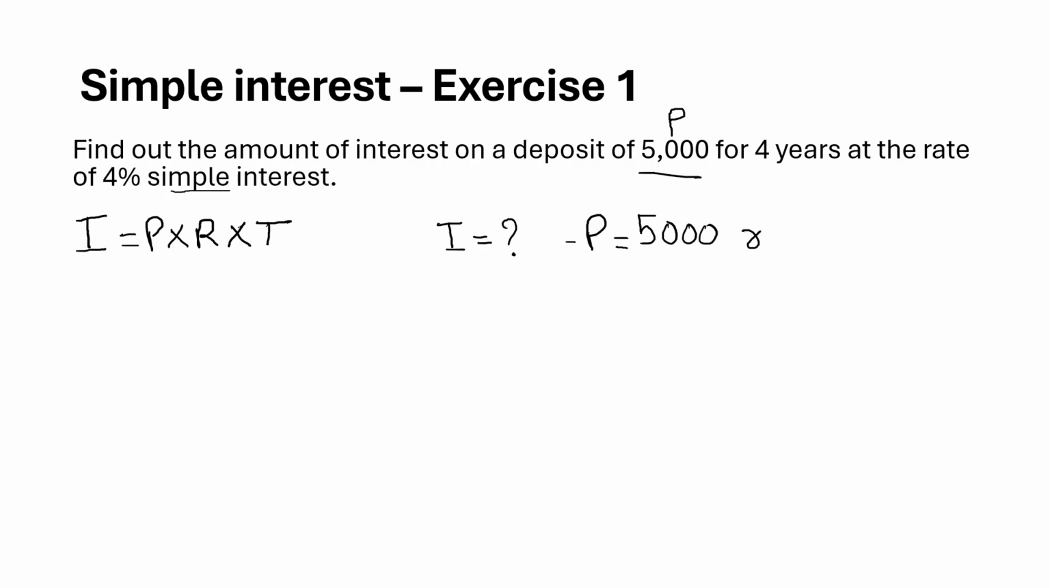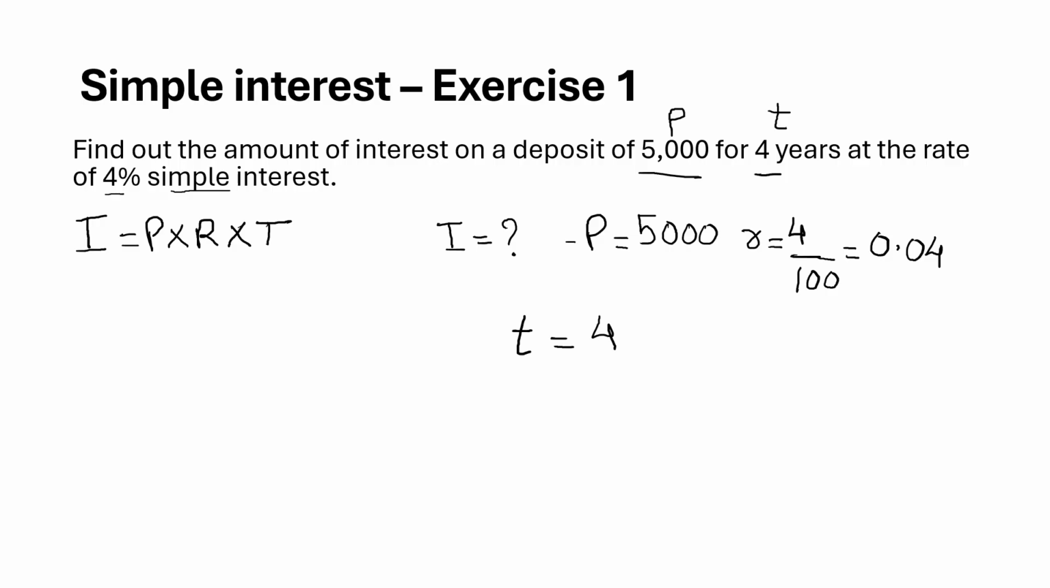What is the R? R is the rate of interest. It is 4%. 4% means 4 divided by 100. Percent means per 100. Remember. So 4 divided by 100 will come to 0.04. Then what is T? T is the time period for which the money is deposited. So here you can see it is 4 years. So my T is 4. So I have written this.